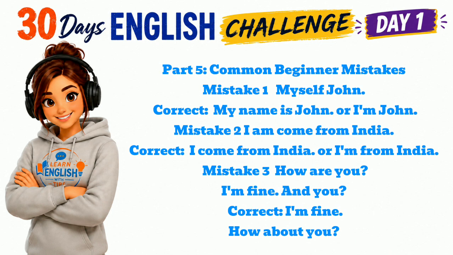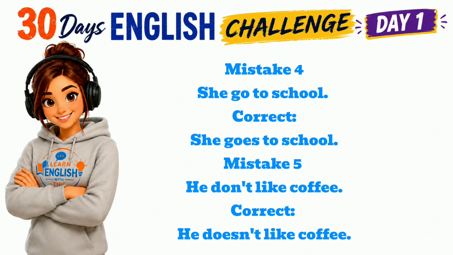Part 5. Common beginner mistakes. Mistake 1. Myself, John. Correct: my name is John, or I'm John. Mistake 2. I am come from India. Correct: I come from India, or I'm from India. Mistake 3. How are you? I'm fine. And you? Correct: I'm fine. How about you? Mistake 4. She go to school. Correct: she goes to school. Mistake 5. He don't like coffee. Correct: he doesn't like coffee.